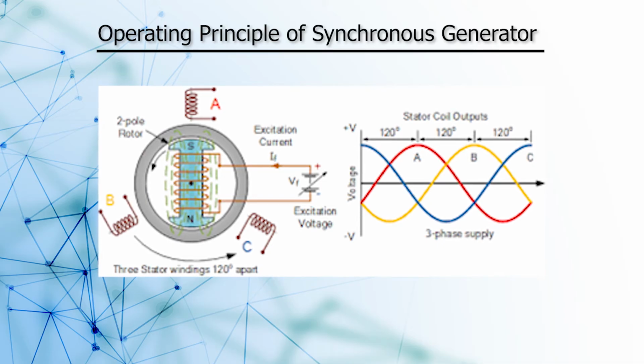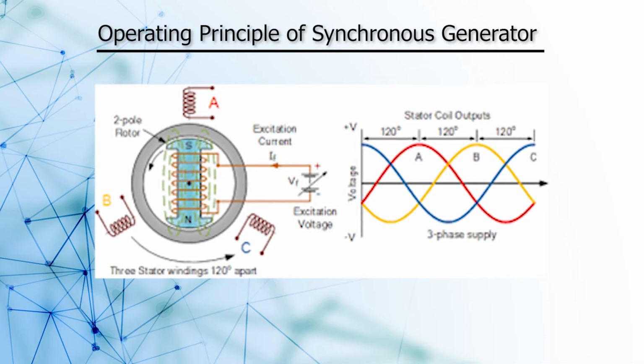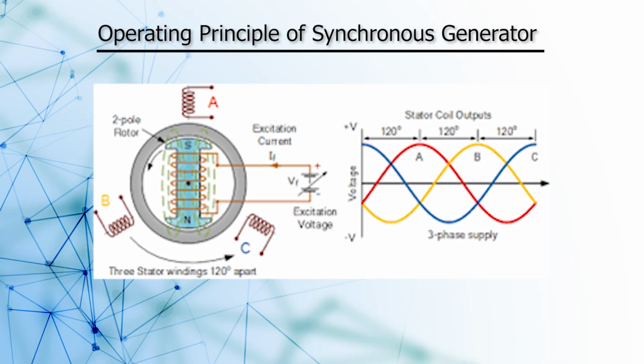You can observe that the maximum of phase A is displaced from the maximum of phase B by 120 degrees. Similarly, the maximum of phase B is displaced from the maximum of phase C by 120 degrees. So this is the three-phase supply.